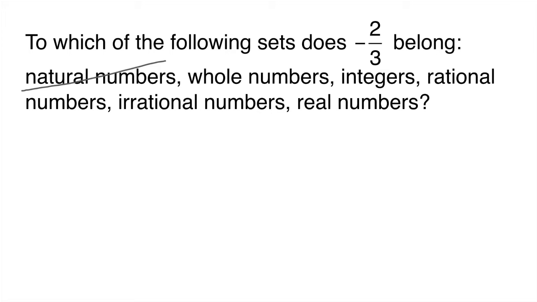Let's now move on to whole numbers. Whole numbers are the natural numbers, including 0. So they're the numbers 0, 1, 2, 3, and so on. These numbers also don't include fractions or negatives, so negative 2/3 does not belong to the set of whole numbers.